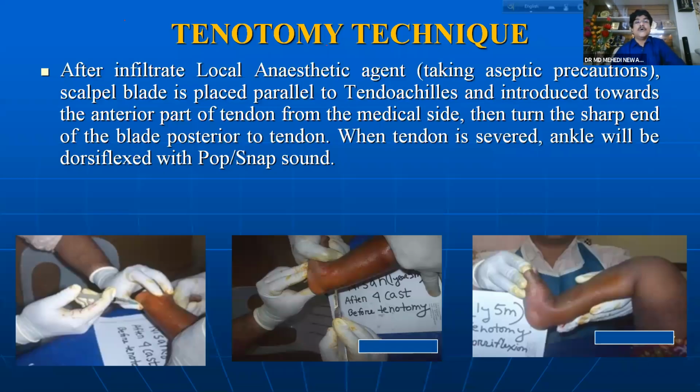So, for tenotomy, after infiltrating local anesthetic agent, the scalpel blade is placed parallel to the tendo Achilles, introduced towards the anterior part of the tendon from the medial side. Then turn the sharp edge of the blade posterior to the tendon. When the tendon is severed, the ankle will be dorsiflexed with a pop or snap sound. First time, and second time, hold it tightly dorsiflexed, and after the pop sound, tenotomy is done and the foot is fully dorsiflexed.